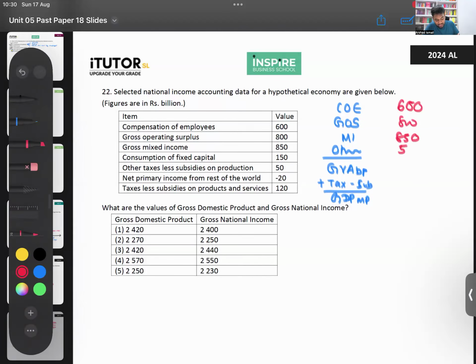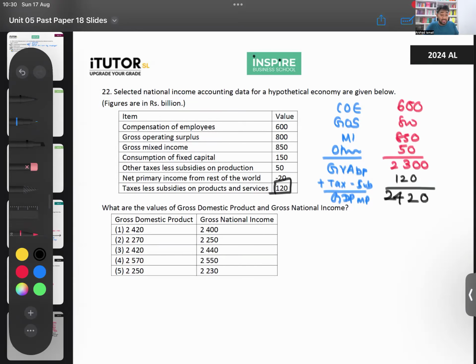How much is my GVA? Gross value added is 1,000, 900, 2,300, no? GVA is 2,300 plus, sorry, plus taxes less subsidies on products. How much do we get as GDP? GDP is 2,420.